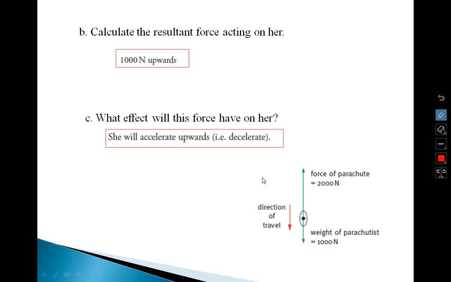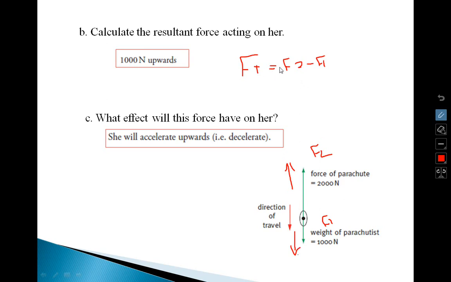So the total force acting on the parachutist is F total equal to F2 minus F1. F2 is the force of the parachute, and F1 is the weight of the parachutist. Why is it minus? Because the two forces act in different directions. This one is acting up and this one is acting down.